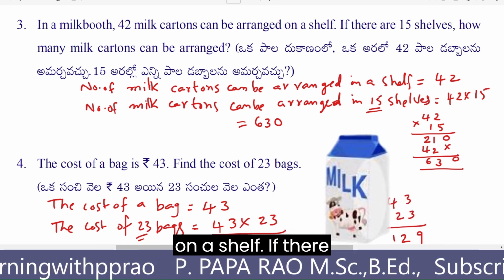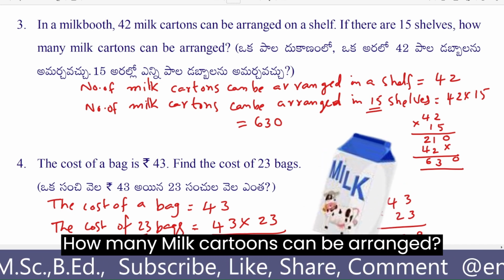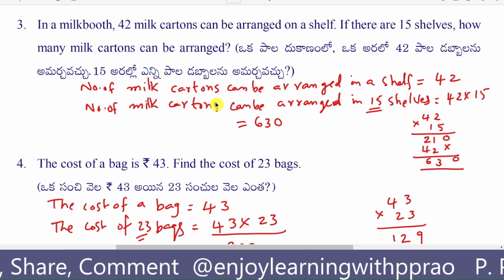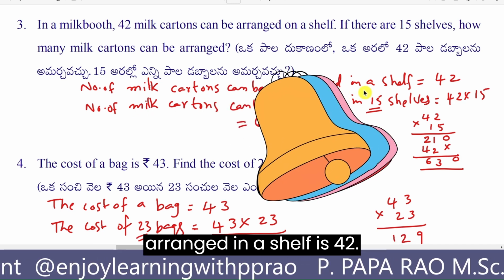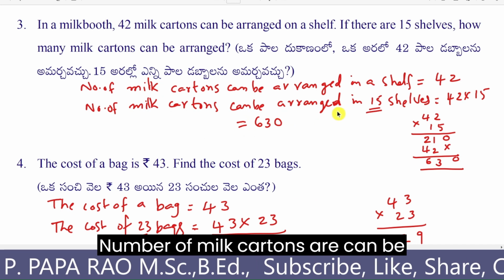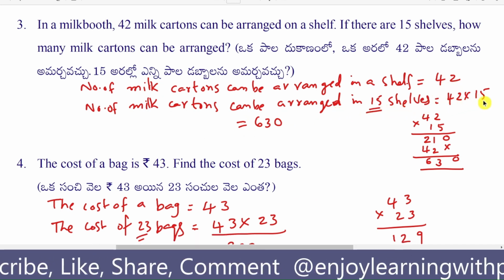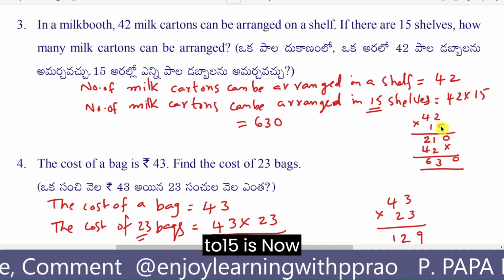In a milk booth, 42 milk cartons can be arranged on a shelf. If there are 15 shelves, how many milk cartons can be arranged? The number of milk cartons that can be arranged in a shelf is 42. Number of milk cartons that can be arranged in 15 shelves. Simple, 42 15s are. So let's multiply.